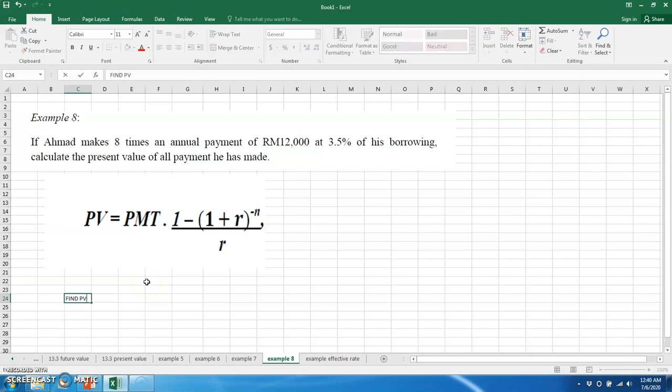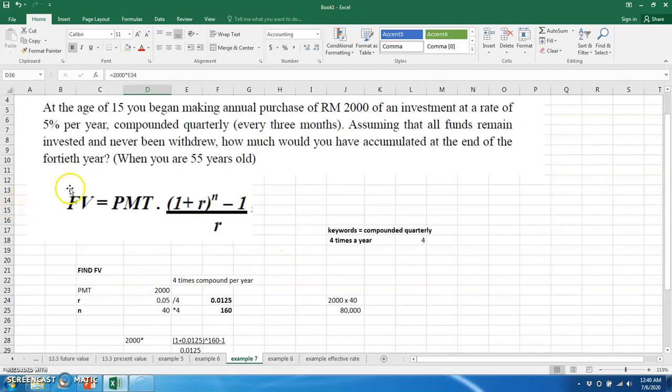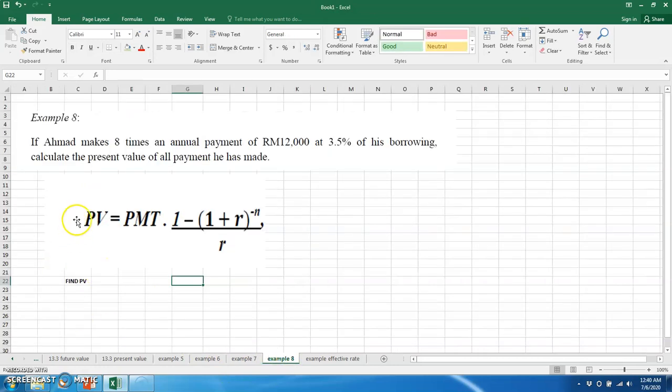Now, they want to find PV. The formula is different, okay? Make sure this is the FV formula. Make sure you choose the correct formula. So, when you do the case study, make sure you write the formula on another paper so that you can see it.